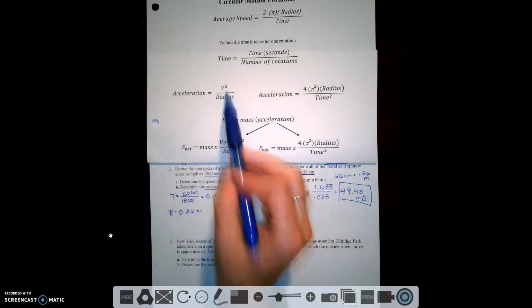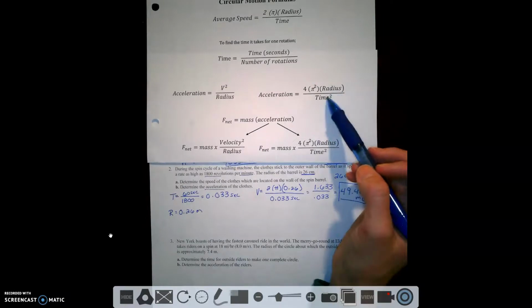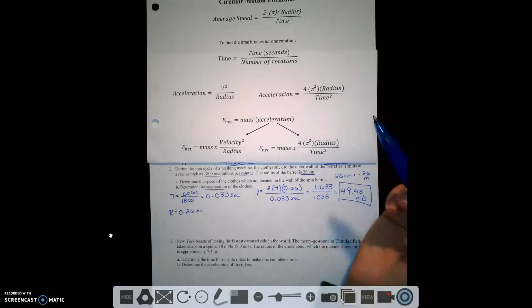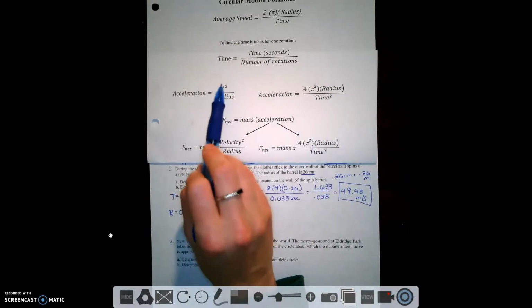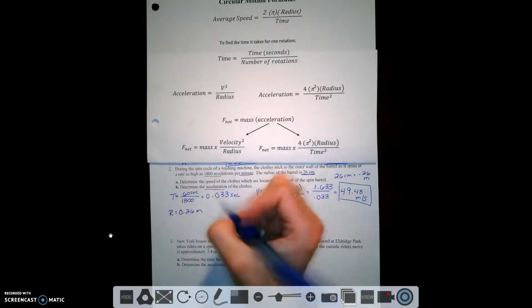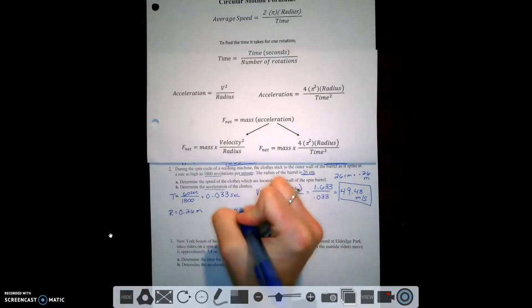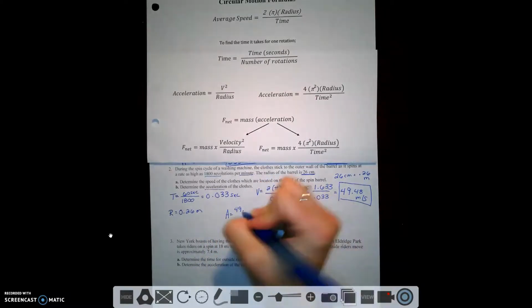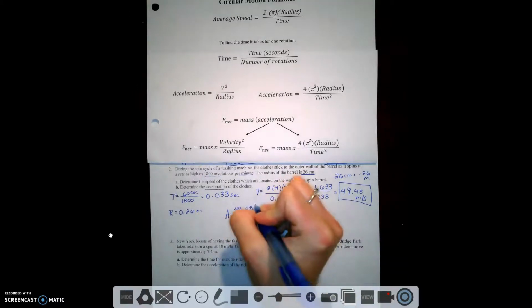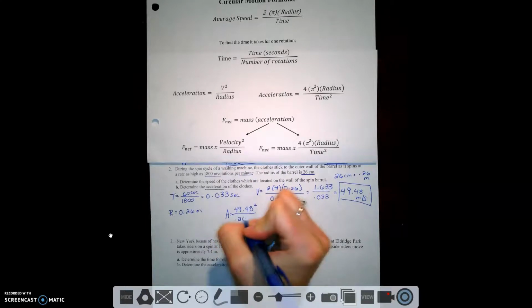So we need to look at our acceleration formulas. We have velocity squared divided by radius, or we have 2 pi r divided by time. So we just found our velocity, so we can use this variable now, and we do have our radius. So our acceleration will be our velocity, which is 49.48, and don't forget that will be squared, divided by the radius, which is 0.26 meters.